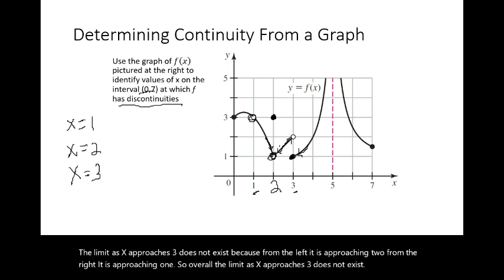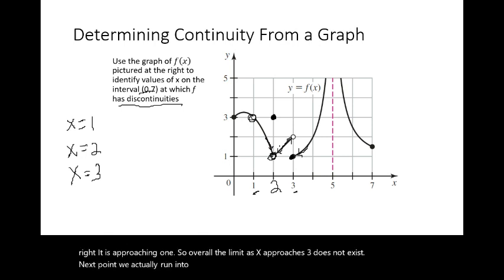Next point we actually run into is 5. 5 is a horizontal asymptote. Horizontal asymptotes are points of discontinuity because f of 5 is undefined.